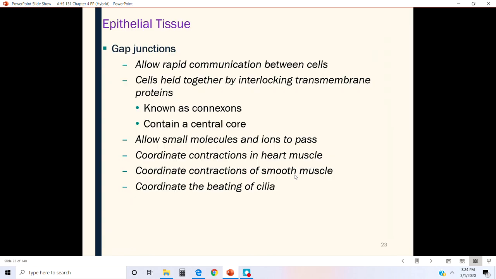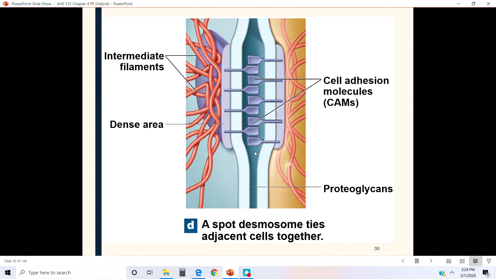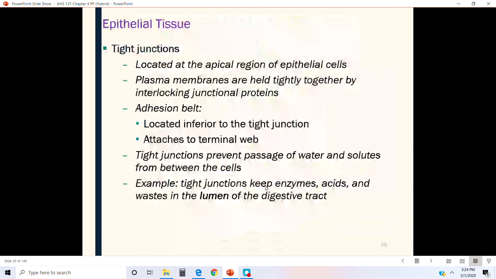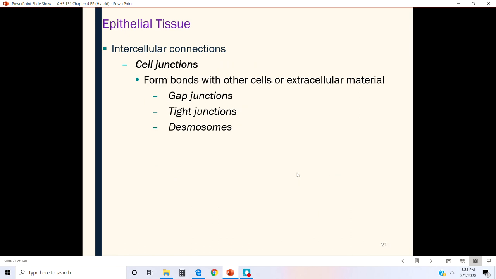So if we go back to this one picture here, right here, this is not empty space between the cell membrane on the right and the cell membrane on the left. This is filled with what I like to call intercellular cement. These are chemicals known as proteoglycans. One of the famous ones that you may hear about is hyaluronic acid. That's one type of proteoglycan. Think of it as a glue that's holding the cell membranes together. So we have proteins called CAMs, and this glue called intercellular cement.